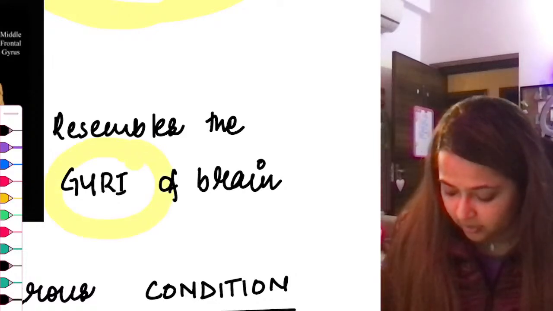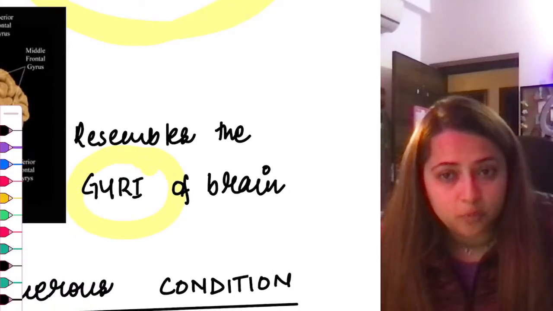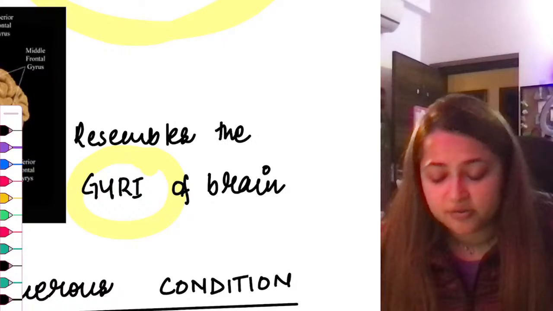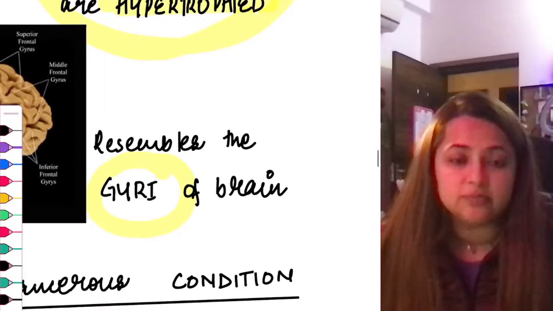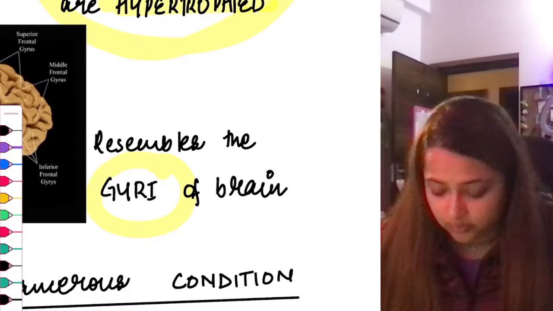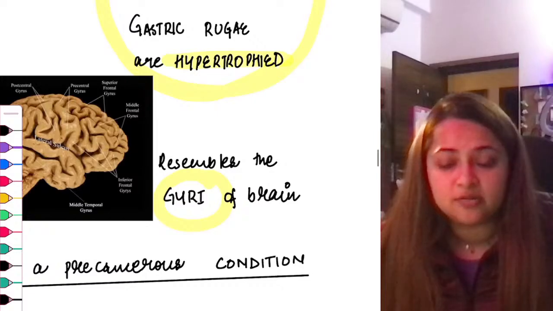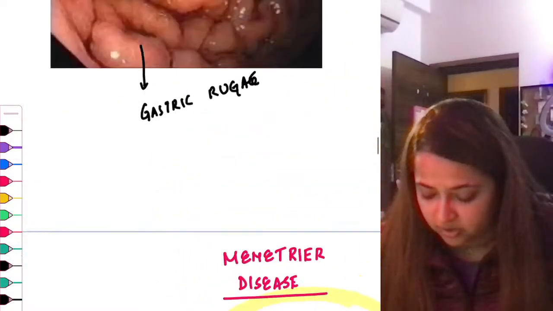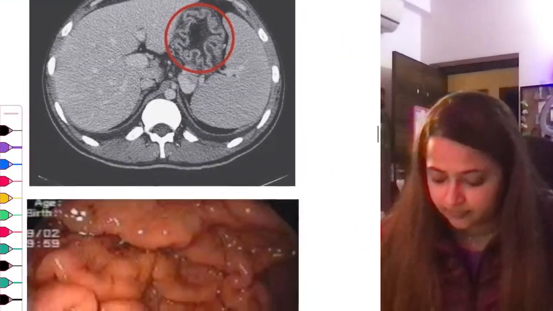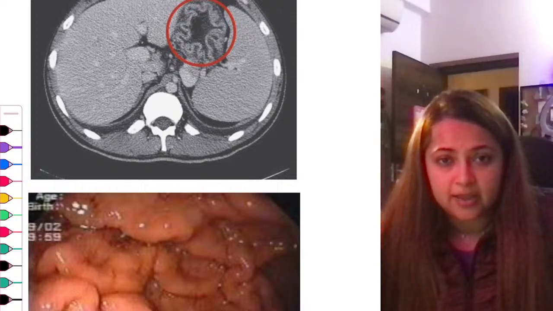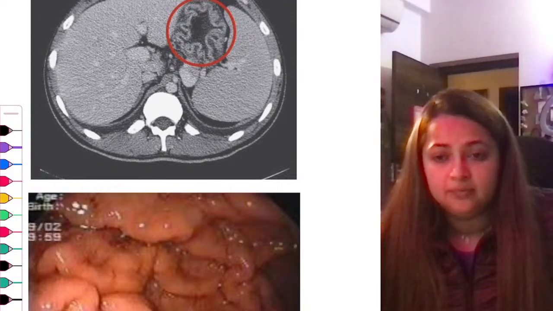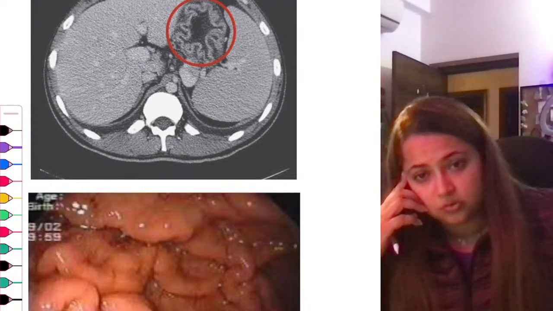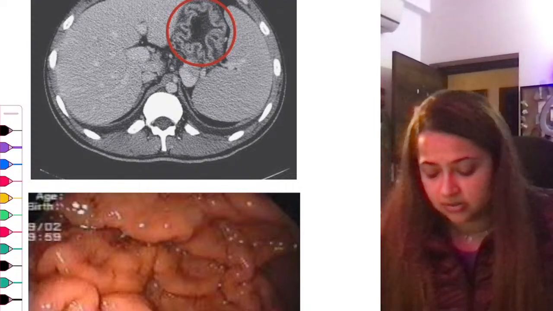Remember this point. And why is it important? It is important because this is a pre-malignant condition. This could lead to gastric carcinoma. So remember this picture, I'll show you again. The gastric rugae are hypertrophied, and gastric mucosal hyperplasia takes place. So this is Menetrier's disease.